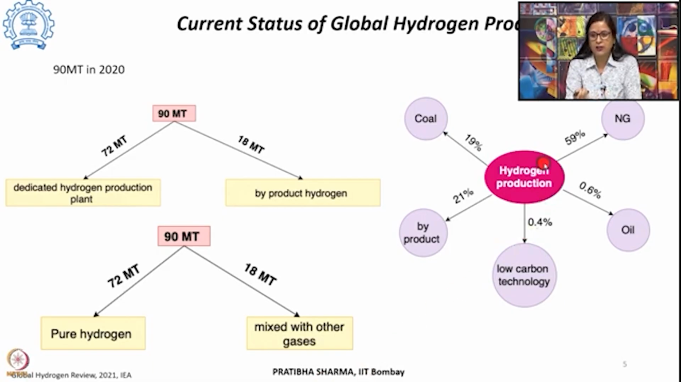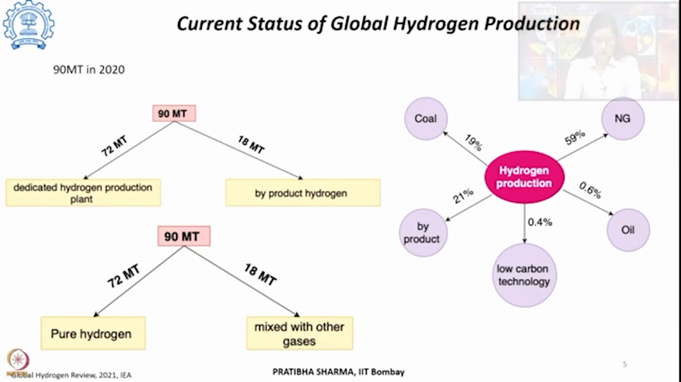About 59% of the production of hydrogen was using natural gas, and approximately 240 billion cubic meters of natural gas was used for producing hydrogen, which is approximately 6% of the global natural gas consumption. 19% of hydrogen is produced using coal, and about 115 million tons of coal equivalent is used for producing hydrogen, which is 2% of the global coal demand. 21% is obtained as byproduct, 0.6% is produced using oil, and the remaining uses low carbon technology, which includes electrolysis and fossil fuel plants which have carbon capture, use and sequestration.